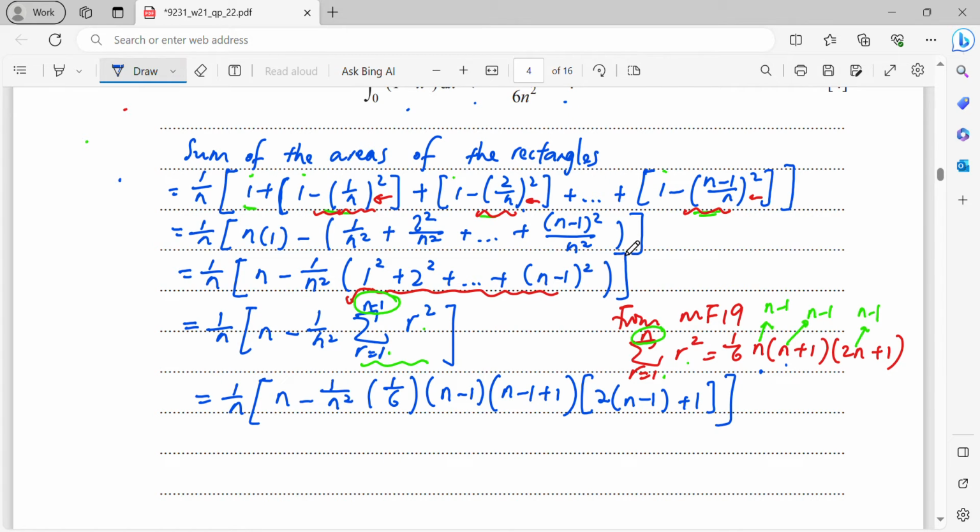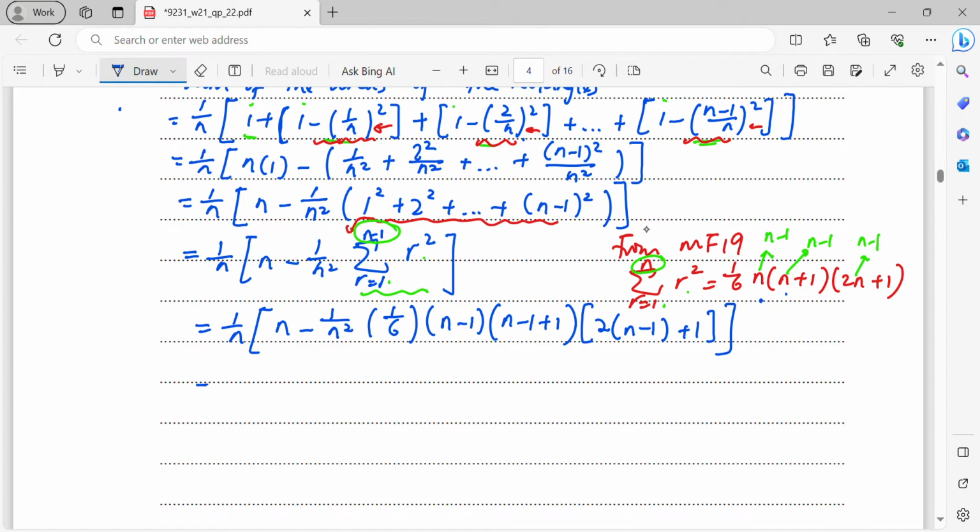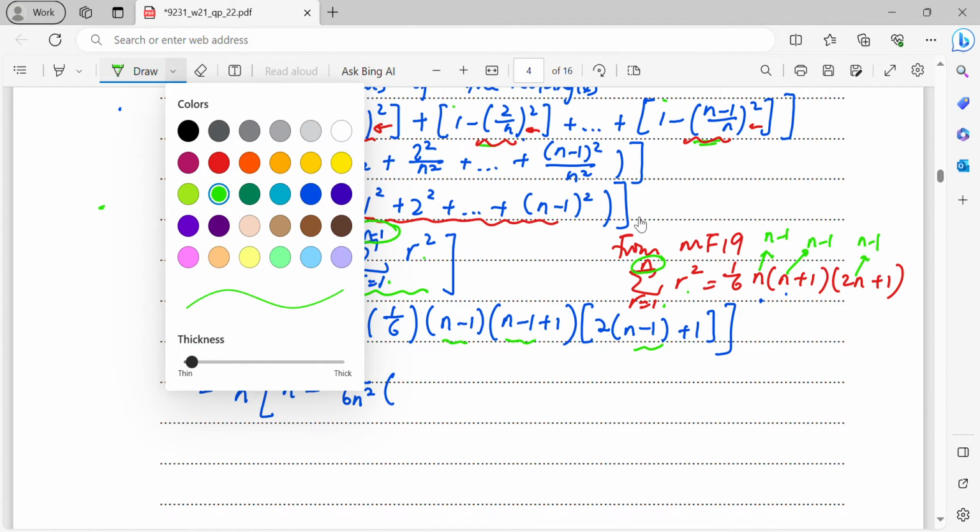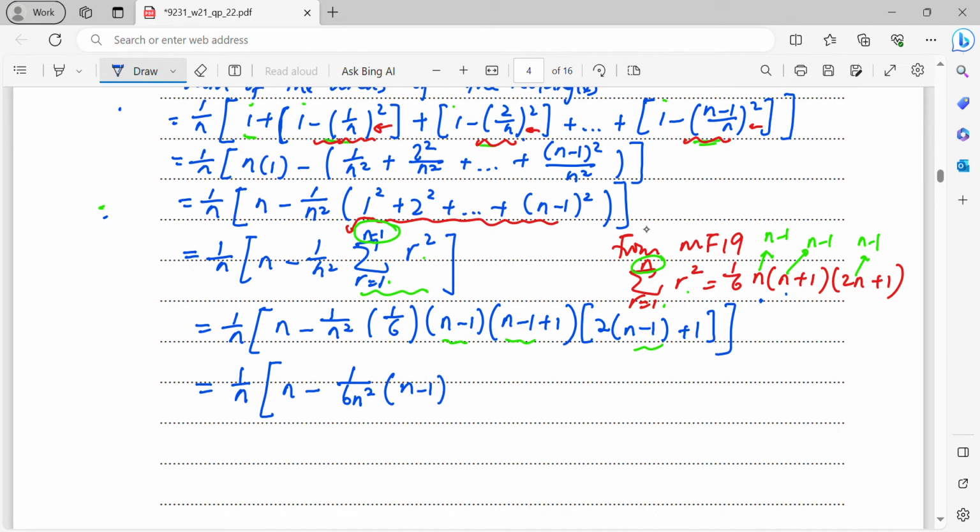And now I need to simplify it. So here, at last, you will get 1 over n times n minus, okay, 1 over 6n squared. Simplify all the brackets first. So here I will be getting n minus 1. Then the second bracket, n minus 1 plus 1, is basically just n. Now, the last bracket, when you do expansion, this is 2n minus 2 plus 1. So it becomes 2n minus 1.